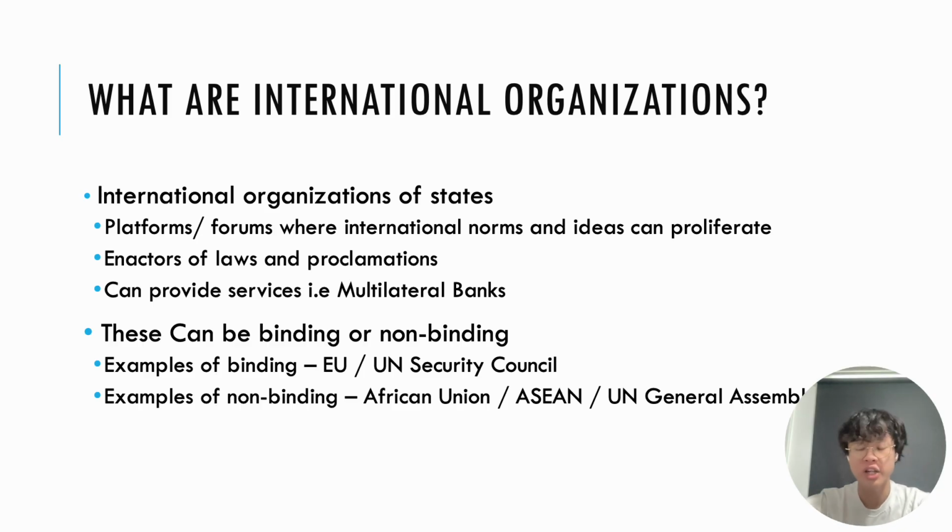Similarly, the UN Security Council, the UN P5 and also the non-permanent members of the Security Council, has binding decision-making power, meaning that they are able to impose sanctions and punishments on the countries that do not abide by their proclamations. So these are instances of binding laws by international organizations.